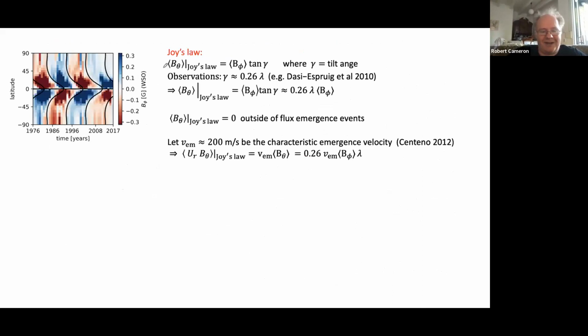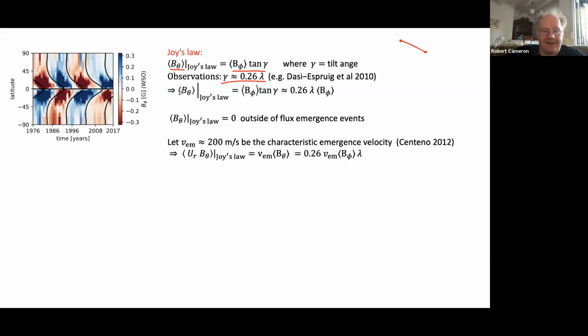Joy's law basically states that there's a relationship between the phi and the theta components. So you have an emergence. The emergence takes both a phi component of the field and a theta component of the field out of the surface. The picture before was something like this, where we measure the tilt angle, and the tilt angle, let's be simple, is about a quarter of the latitude.